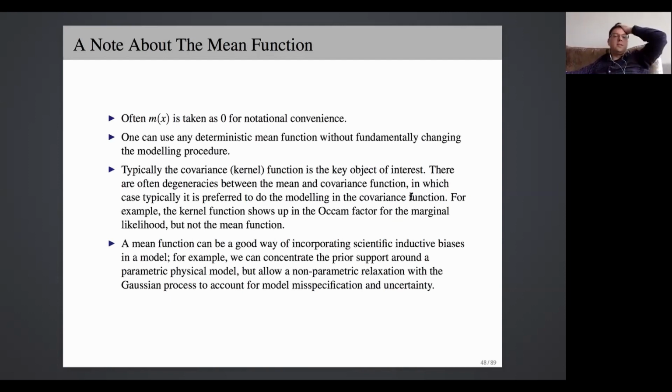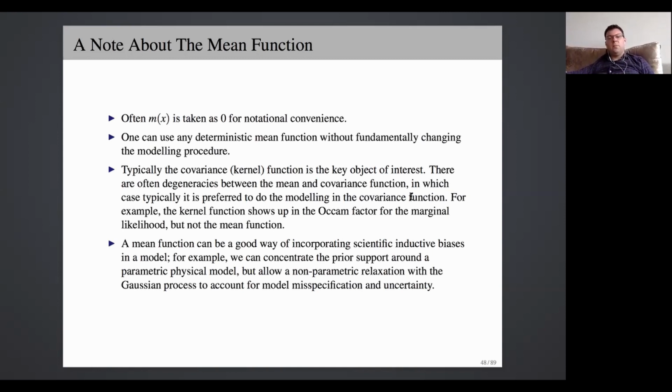Part of the reason for this is also because often the kernel is really the key object of interest in the exposition. And practically, in many cases, there are degeneracies between the mean and the covariance function or the kernel, in which case it's therefore preferred to do the modeling in the kernel. For example, the kernel function shows up in this Occam's factor term that we get in the marginal likelihood as a log determinant, which we'll see later, but not the mean function. And so it's often preferable to really carefully consider modeling the kernel function and not necessarily do a lot with the mean function.